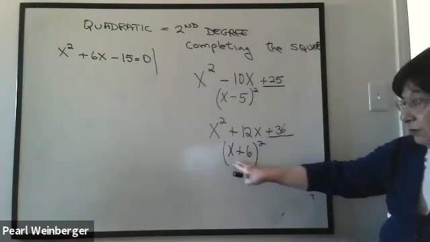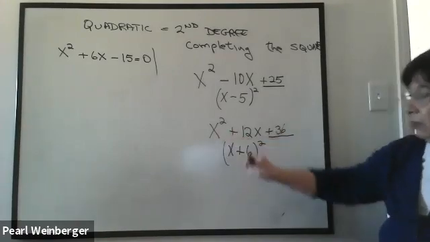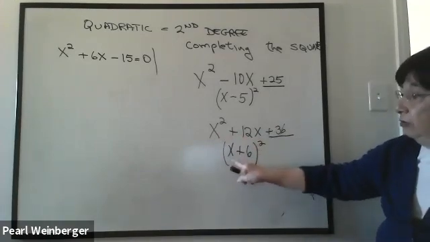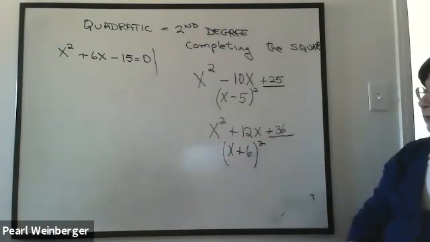If you took x plus 6 and you squared it, remember the pattern. The first term is x squared. The last term is 6 squared, which is 36. And the middle term is these two multiplied together and doubled. That's 6x times 2, which is 12x.